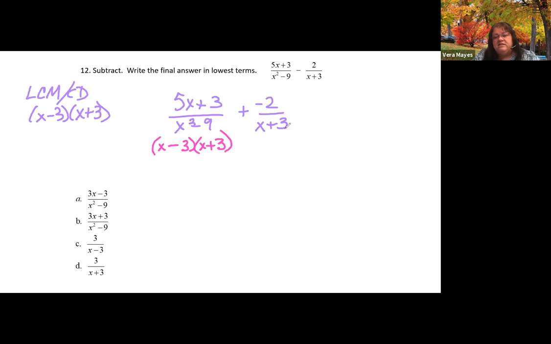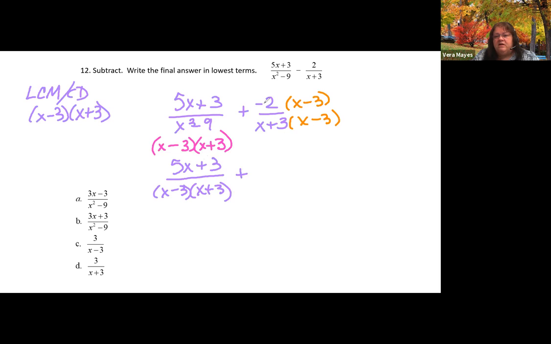So this one has the x plus 3, it's missing the x minus 3. And I've got to make sure my fraction stays balanced, so I've got to multiply top and bottom by what it's missing. So let's see what we have. The first one didn't have to change because it already had everything that was in the common denominator.